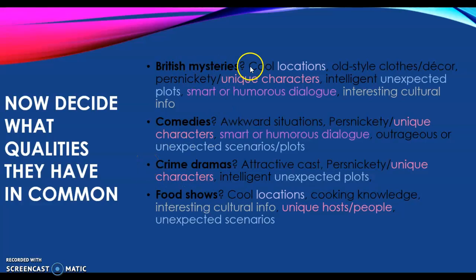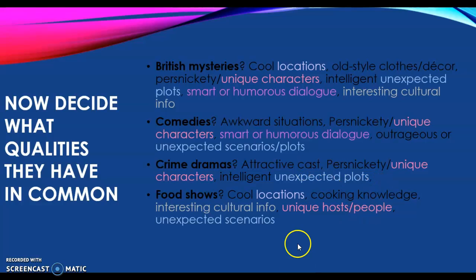So, British mysteries. Well, let's see. They have cool locations, old style clothes and decor, persnickety or unique characters, intelligent, unexpected plots, smart or humorous dialogue, interesting cultural information. Comedies. Well, I'm attracted to comedies that have awkward situations like The Office or Parks and Rec or New Girl. Persnickety, unique characters, smart or humorous dialogue, outrageous or unexpected scenarios and plots.